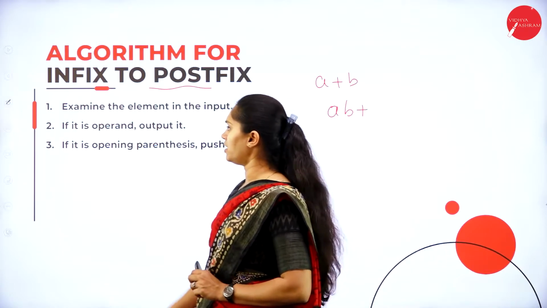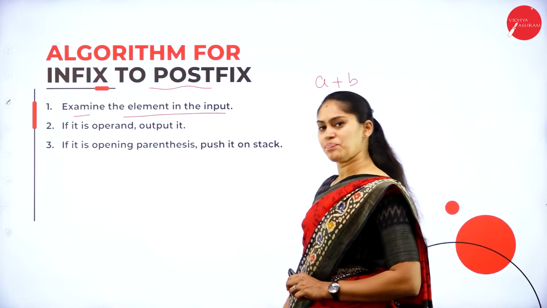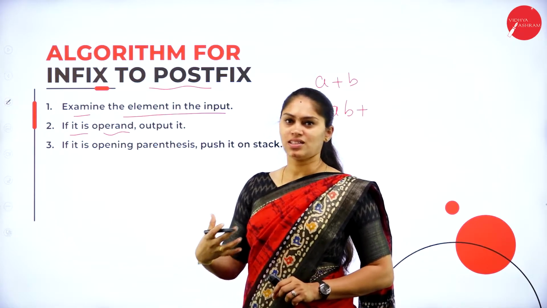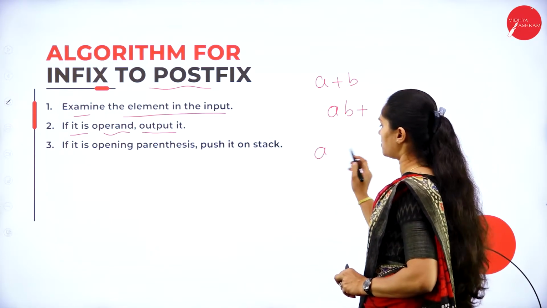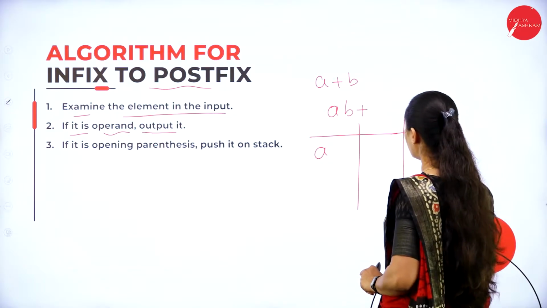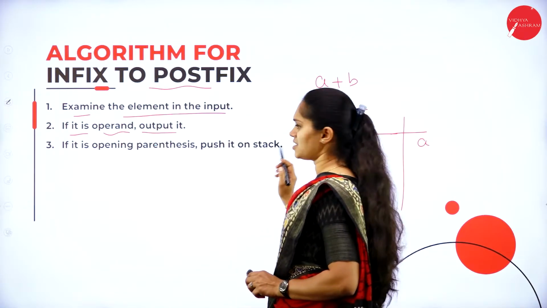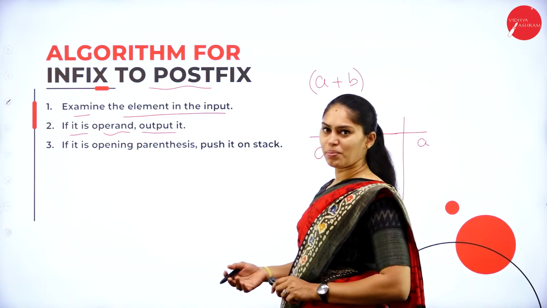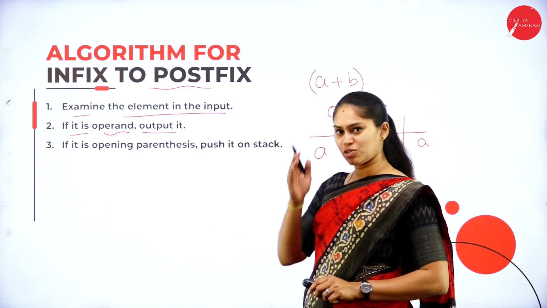First we'll see step 1, that is examine the element in the input. So you just consider A plus B is my input here. If it is an operand, any constant value, variables and all, output it. So here what I have at first is A, right? That is my input. Then I need to output that in the result. Now it is A. If it is an opening parenthesis, push it on the stack. So if my expression is like this, then we have to put this parenthesis or any operator into the stack. Operand should go to the output and operator should go to the stack.